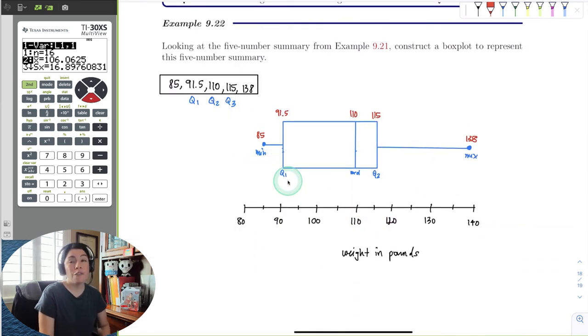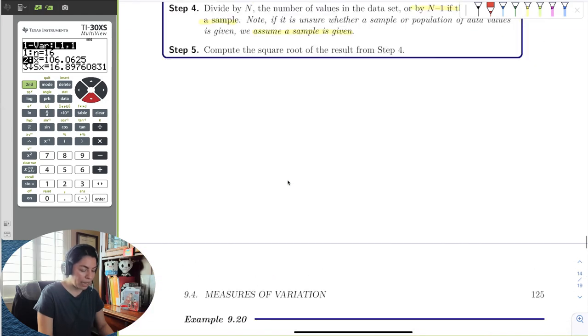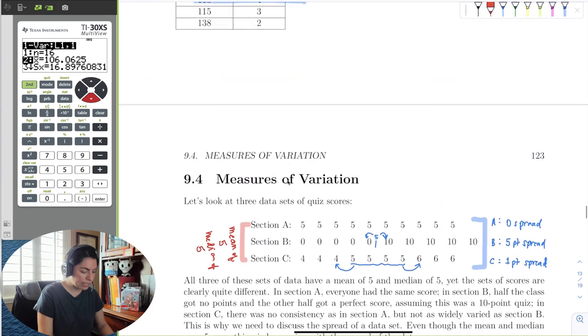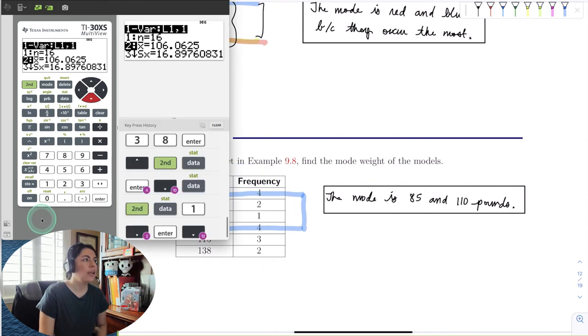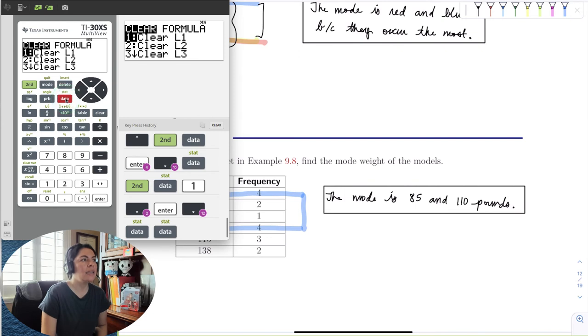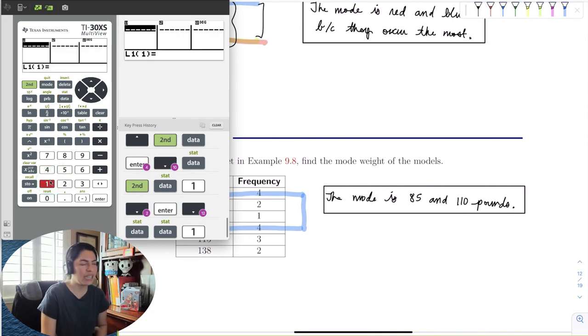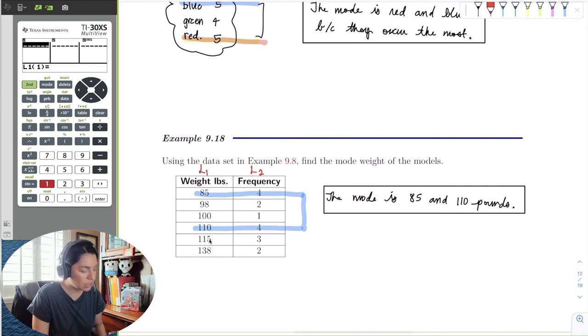Okay, so if you had a frequency table, let's do the frequency table with the weights. Let me see if I can find it. Right here we go. Let's put this in the calculator. So let me go back to data and hit data again. When I hit data one more time, I just wanted to clear the list. So I hit 1, and then it clears my list. So it's really nice. For this one, I'm going to put the weights here in list 1 and the frequencies in list 2.